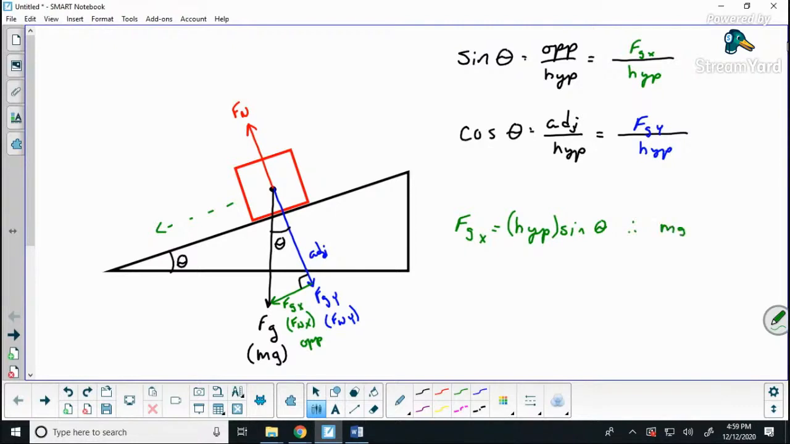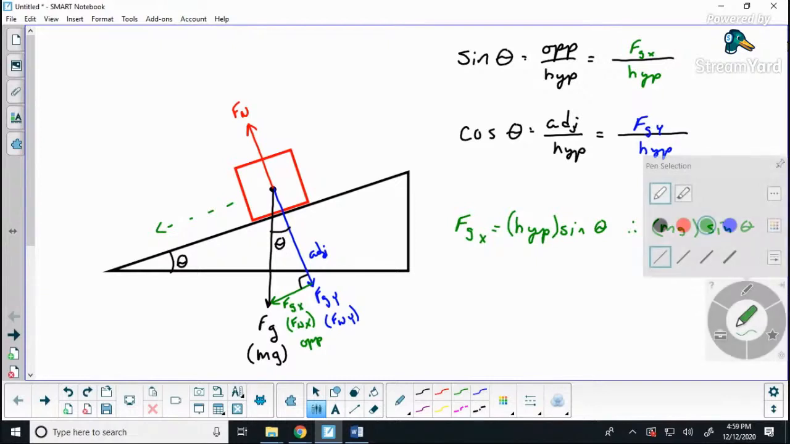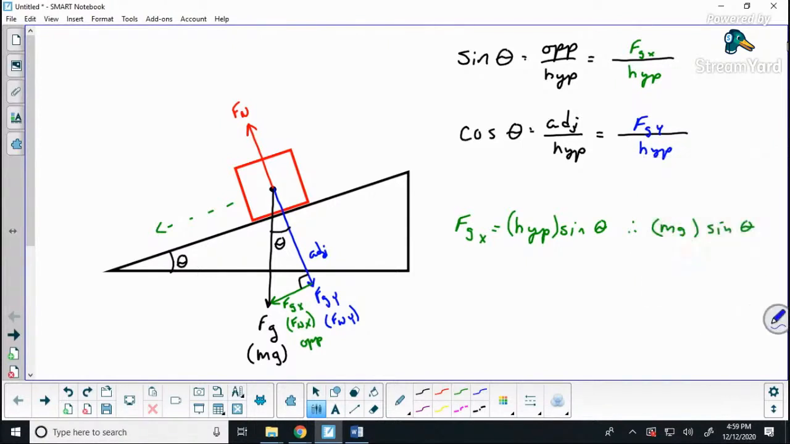Therefore, mass times gravity times sine of theta. And that will tell me what force is acting down the plane of that ramp. Likewise, I can look at my cosine functions. Force of gravity in the y is going to be the hypotenuse times cosine of theta. Therefore, mg cosine theta. And that force of gravity in the y is going to tell me what force is responsible for friction if there is friction.